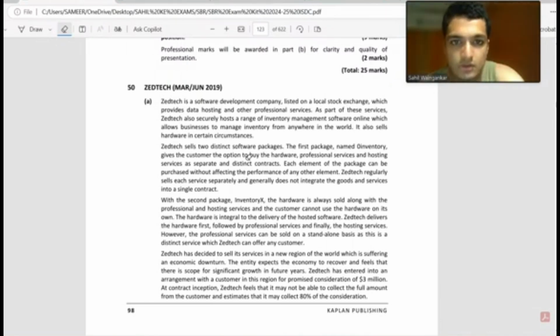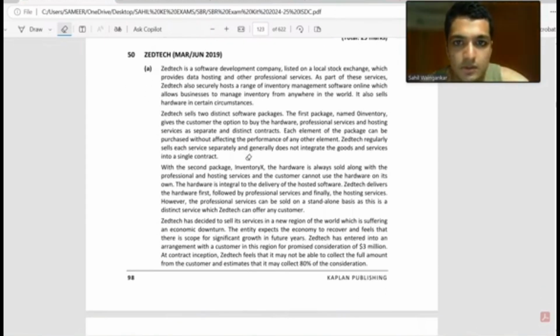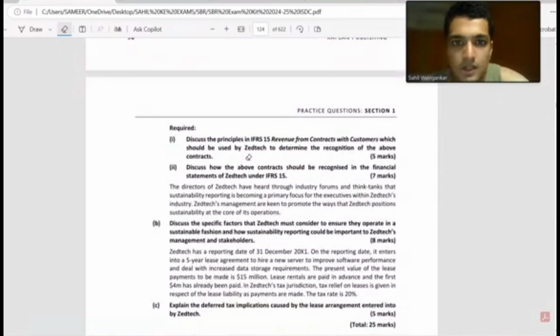That takes us to two distinct software packages. The first package named Zero Inventory. One minute, let's read the question here too, so that we get a better idea.